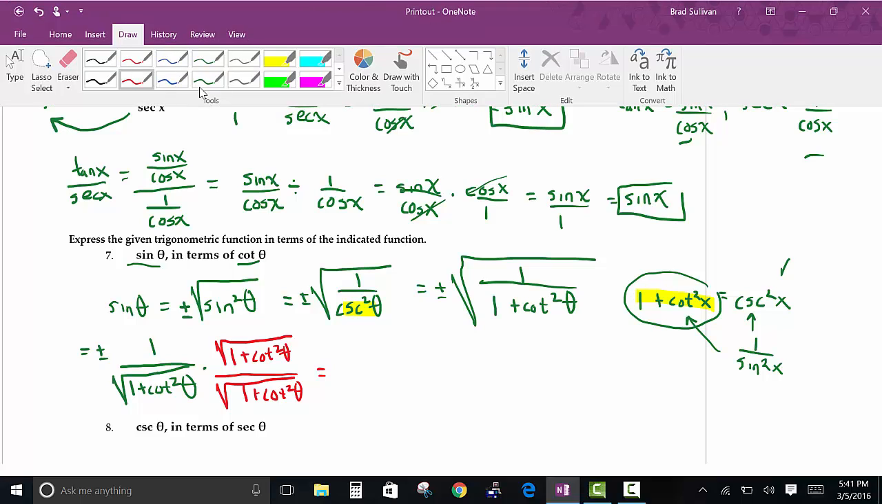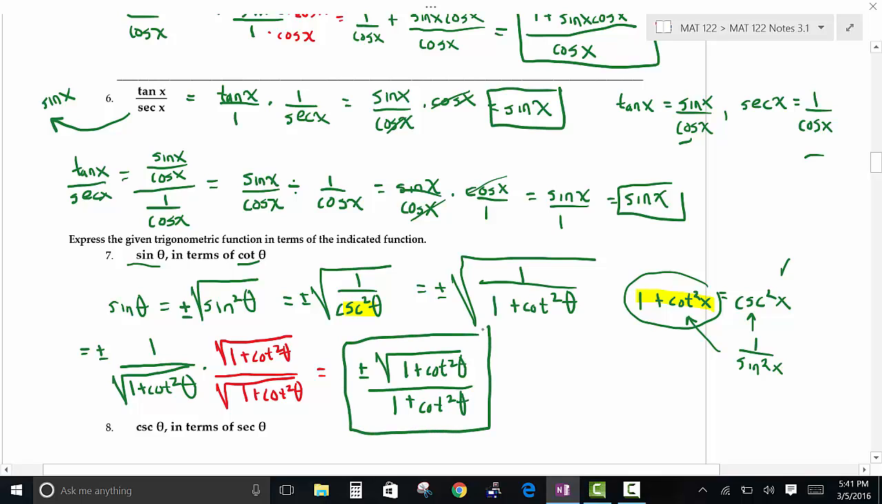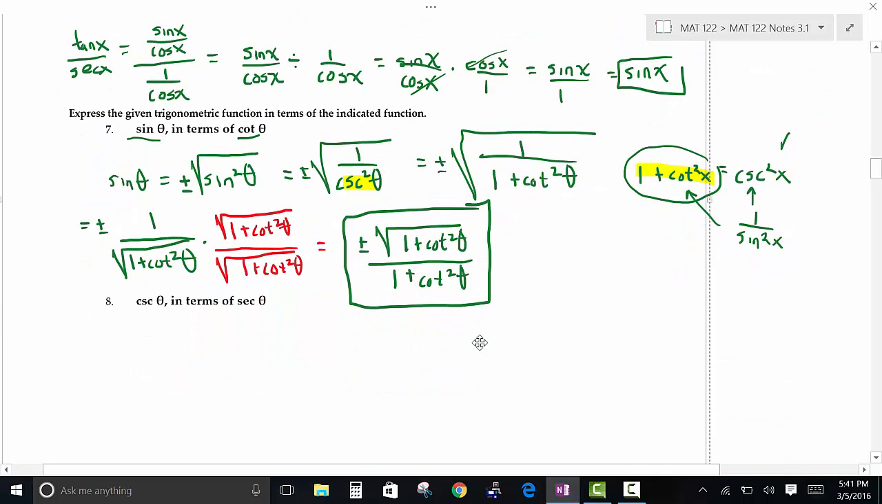Okay? So when I do that, the final answer is going to be plus or minus, multiply the numerator, you're going to have the square root of 1 plus cotangent squared theta all over, and then this rationalizes the denominator, so it's just going to be 1 plus cotangent squared theta like that. So that's it. We have rewritten that in terms of a cotangent. This exercise comes in handy with some things that you might do in calculus, with integrals and differentiation and different types of things you'd learn in a calculus class. So that would be one way to solve that.